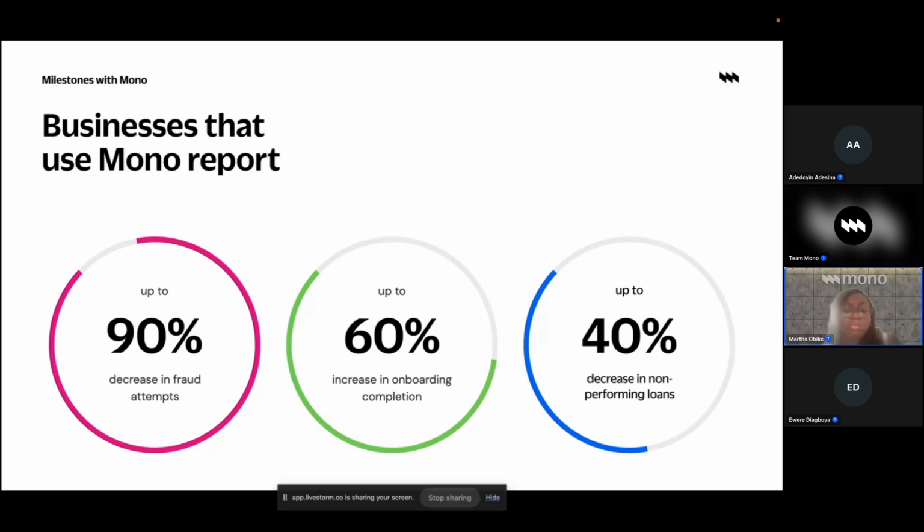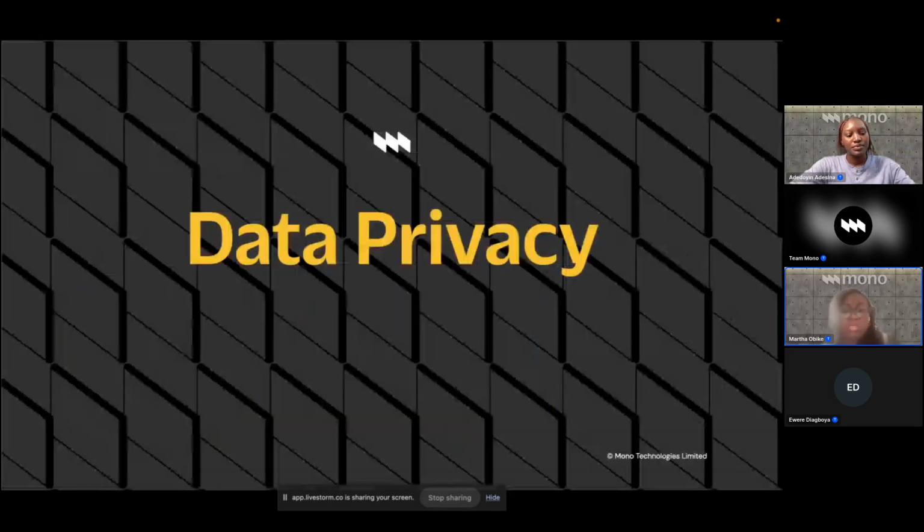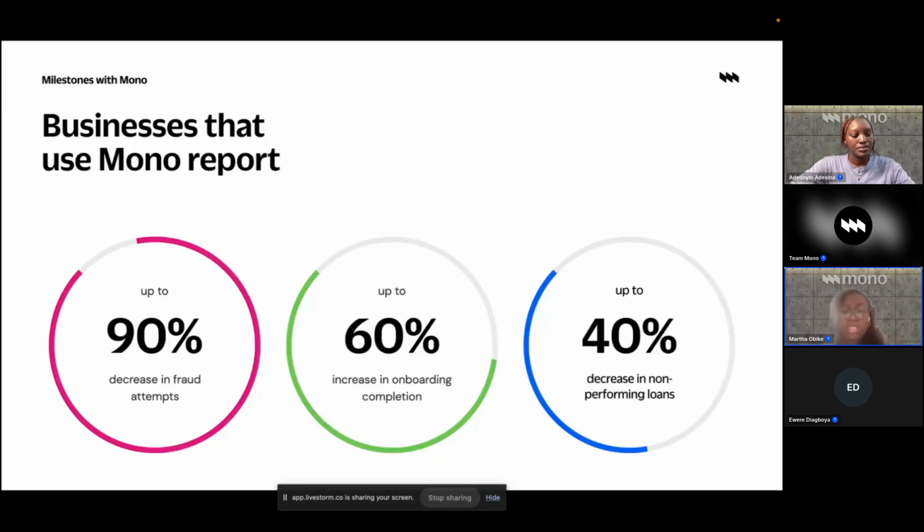But with products like Monolookup or Connect, these users are able to securely share this information with the business, and they're able to also securely verify their information. And this also helps you as a business shorten your onboarding process while also making it secure and converting people faster. Finally, we've also seen up to 40% decrease in non-performing loans.